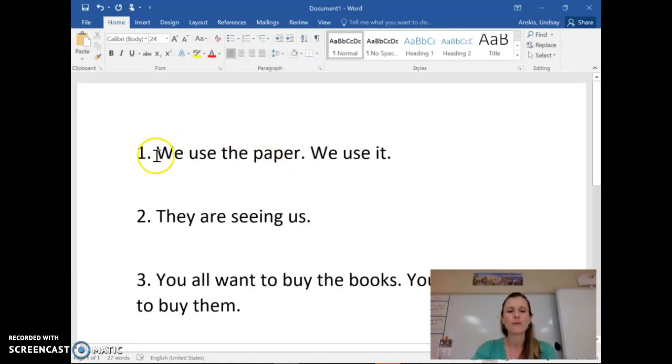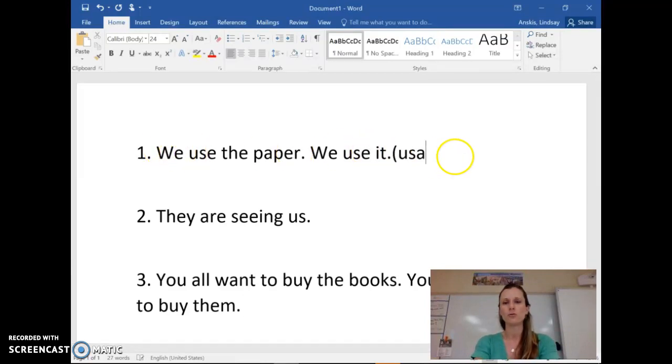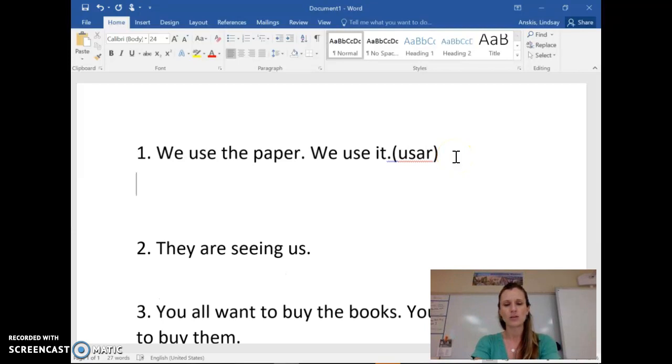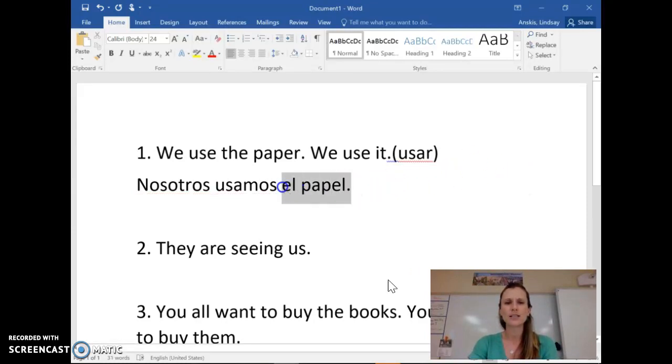So if you were to write in Spanish, "we use the paper" or "we use it." So usar is to use. In Spanish we say nosotros for we, then we conjugate usar to we, so nosotros usamos el papel. The direct object in this sentence is el papel. If we were replacing el papel, we would use the pronoun lo because it's a masculine singular item.